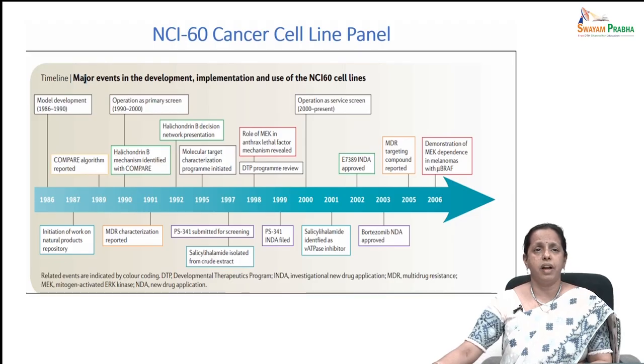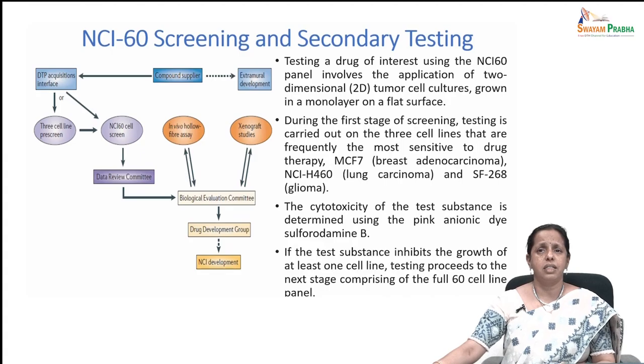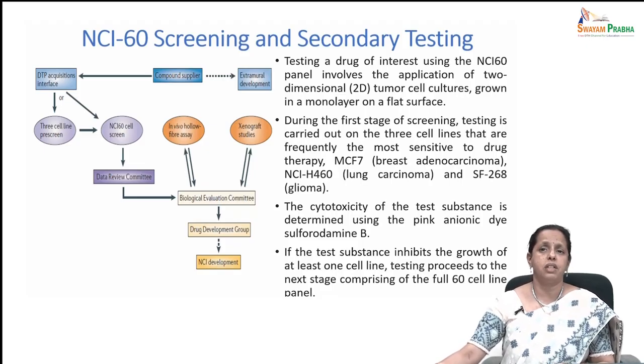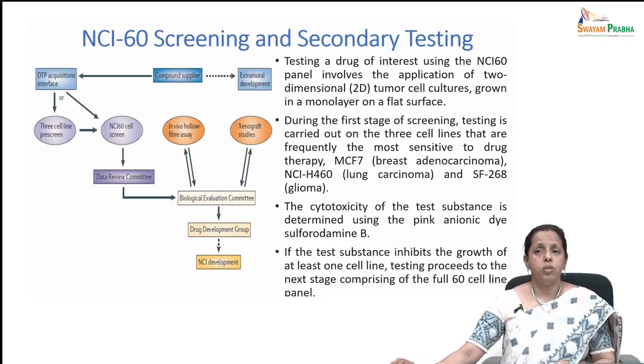So the different milestones are given here. This is a workflow for NCI-60 screening and secondary testing. Compound suppliers are required to provide information about the biological rationale and chemical structure of the compounds that are to be examined, and duplicates of previous compounds or representatives of well-studied chemical classes. If there are only complete analogs, they are completely rejected. The accepted compounds are sent to the central repository and then to testing.